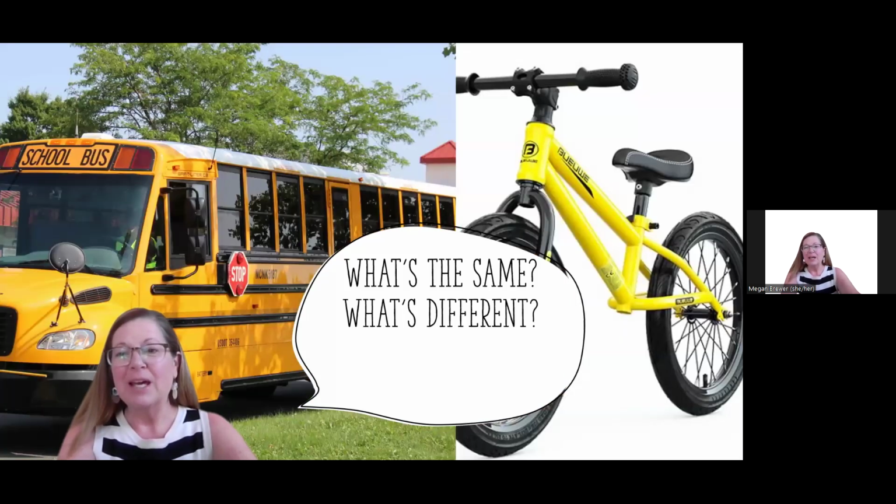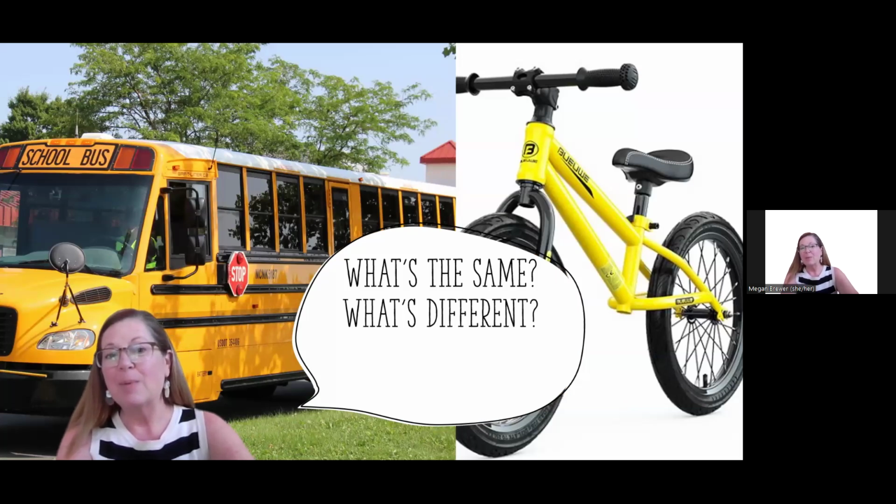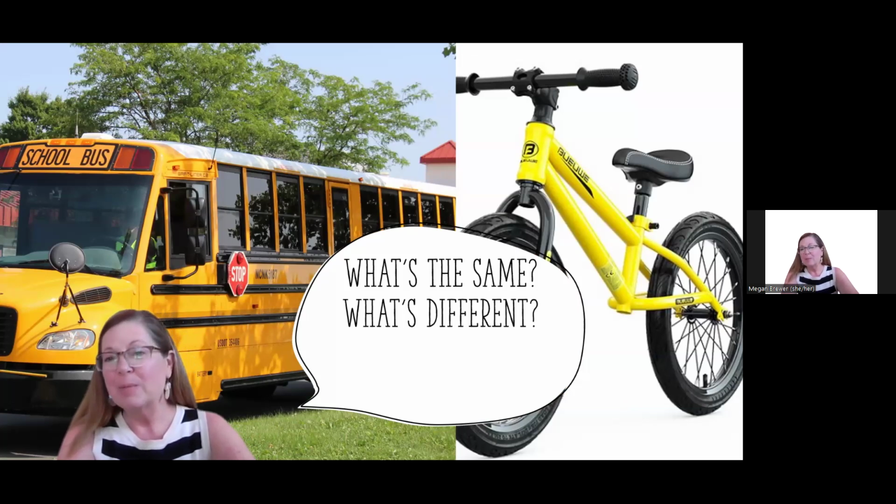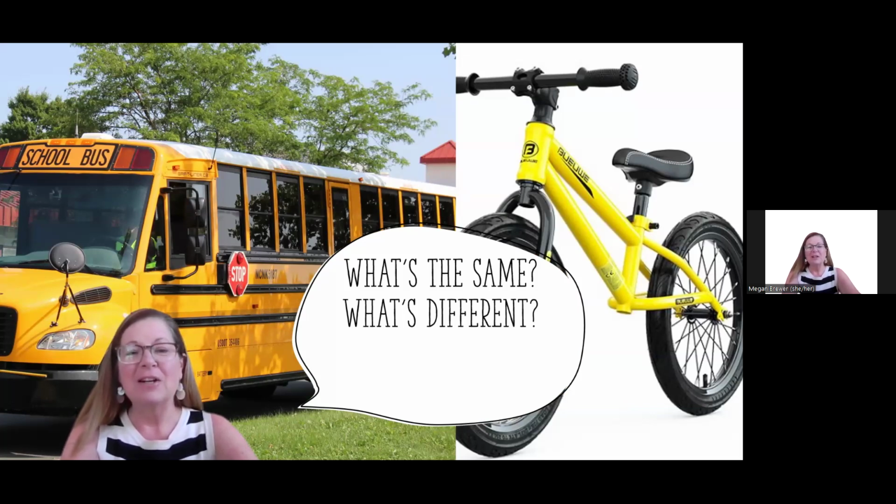Here's another example, again non-math. They're both for transportation. They both happen to be yellow. They both have wheels. What's different? Probably only one kid can fit on the bike, maybe two. They really squeezed. I don't know, that might not be safe. The bus obviously can hold more, so your kids are going to come up with different things that they're going to tell you. Again, this is a non-math example.